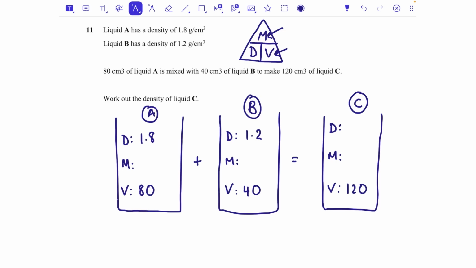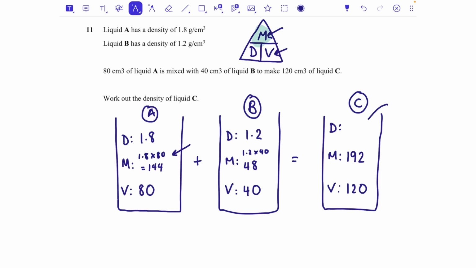Now I don't have any masses, but we can work out masses. We know that if we want the mass, we'll cover that up and do the sum that's left behind, which is density times by volume. So for the mass here, I'm going to do 1.8 times 80. And that is 144 grams. For liquid B, again, we're going to do 1.2 times 40, which is going to be 48 grams. And then we can add those masses together. I know if the mass of liquid A is 144 and the mass of liquid B is 48, then in total that has a mass of 192 grams when we add it together.